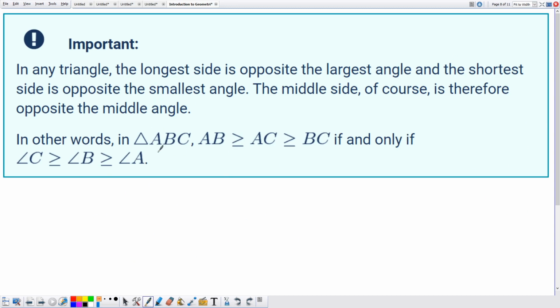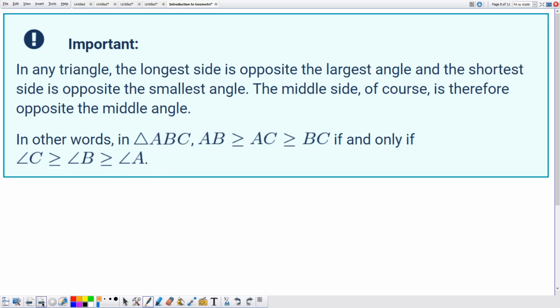So in other words, in triangle ABC, AB is greater than or equal to AC, which is greater than or equal to BC, if and only if angle C is greater than or equal to angle B, which is greater than or equal to angle A.